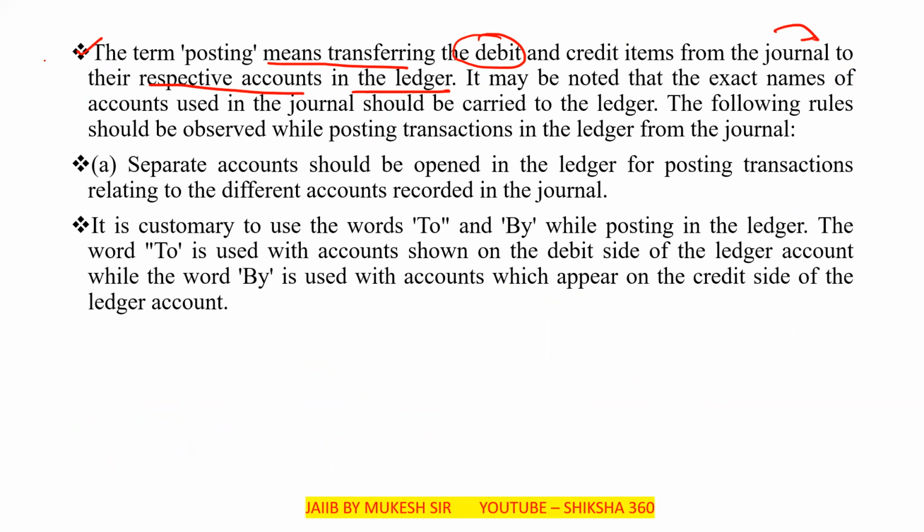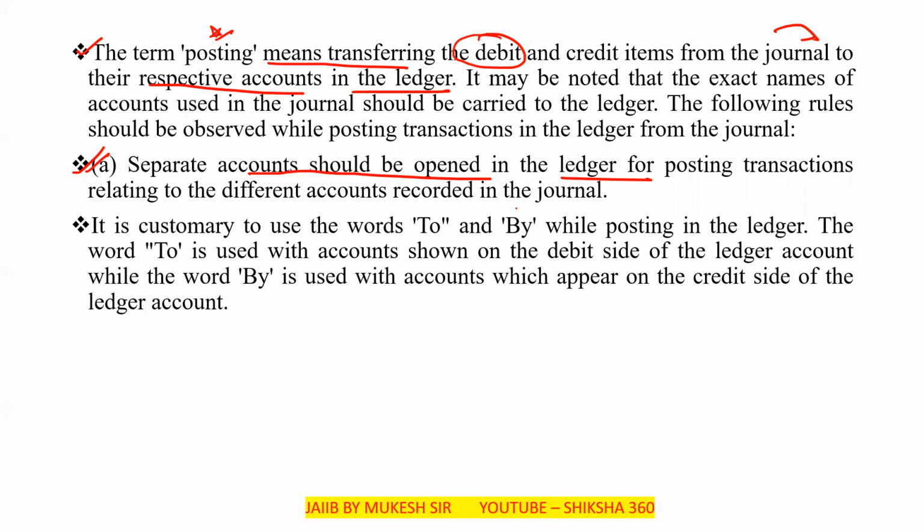So by posting the entries, there are some rules which we have to follow. First one is separate accounts should be opened in the ledger for posting transactions relating to the different accounts recorded in the journal.